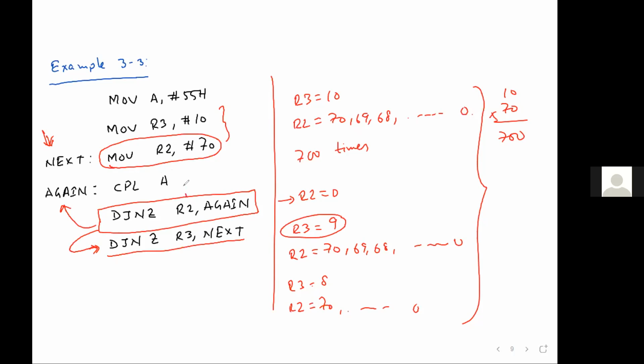Then again you will come over here, and from this line you will go to this level again for another 70 times, right? Then again you will decrement R3 to 8, and repeat this process. So how many times will it take place? It will take place 10 into 70 times. That is how we got 700. Did you understand? Yes, sir. Thank you.